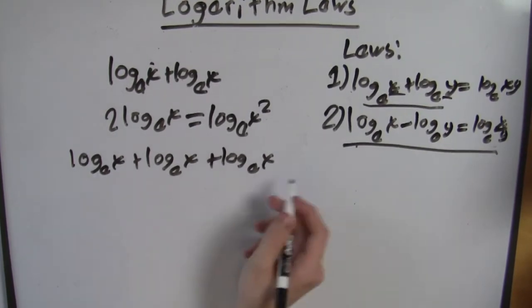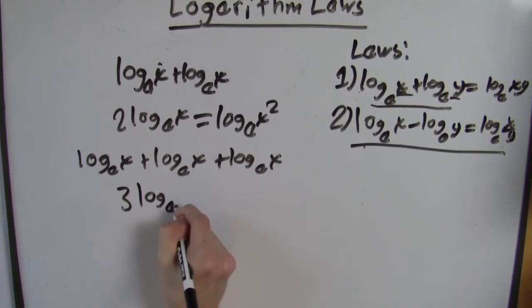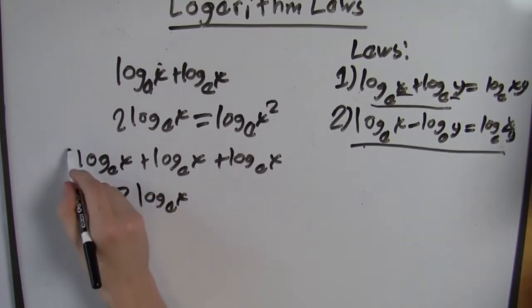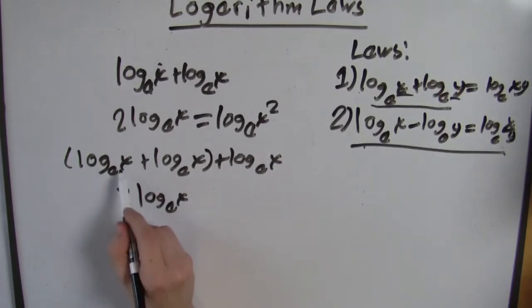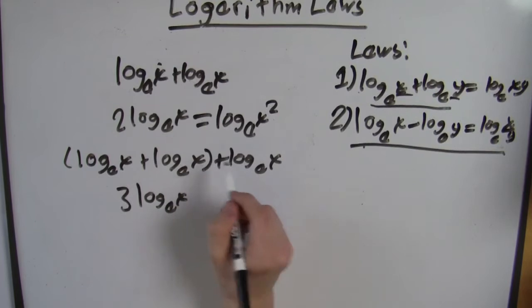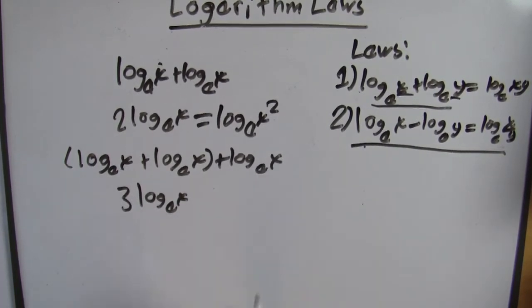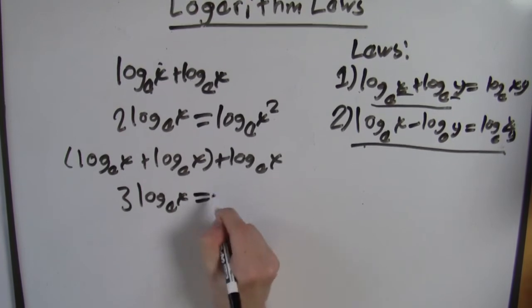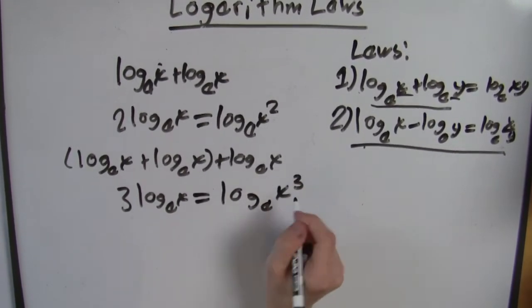Well, that's 3 of the same thing. So that's 3 log a of x. But we can also write it as this, right? A of x, that's x squared. And then x squared plus log a of x, right? That's x squared times x squared. That's log a x cubed.